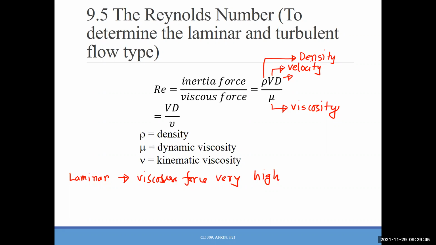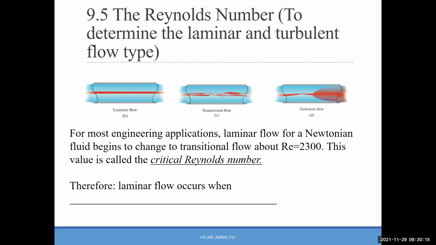Okay, we don't know the number, but did we get the idea that the Reynolds number for laminar flow will be less than the Reynolds number of turbulent flow, right? Just look at this expression. Viscous force is on the bottom side. So if you have a high viscous force, the number will be lower, right? Okay, now the next task is how can we find what that number will be?